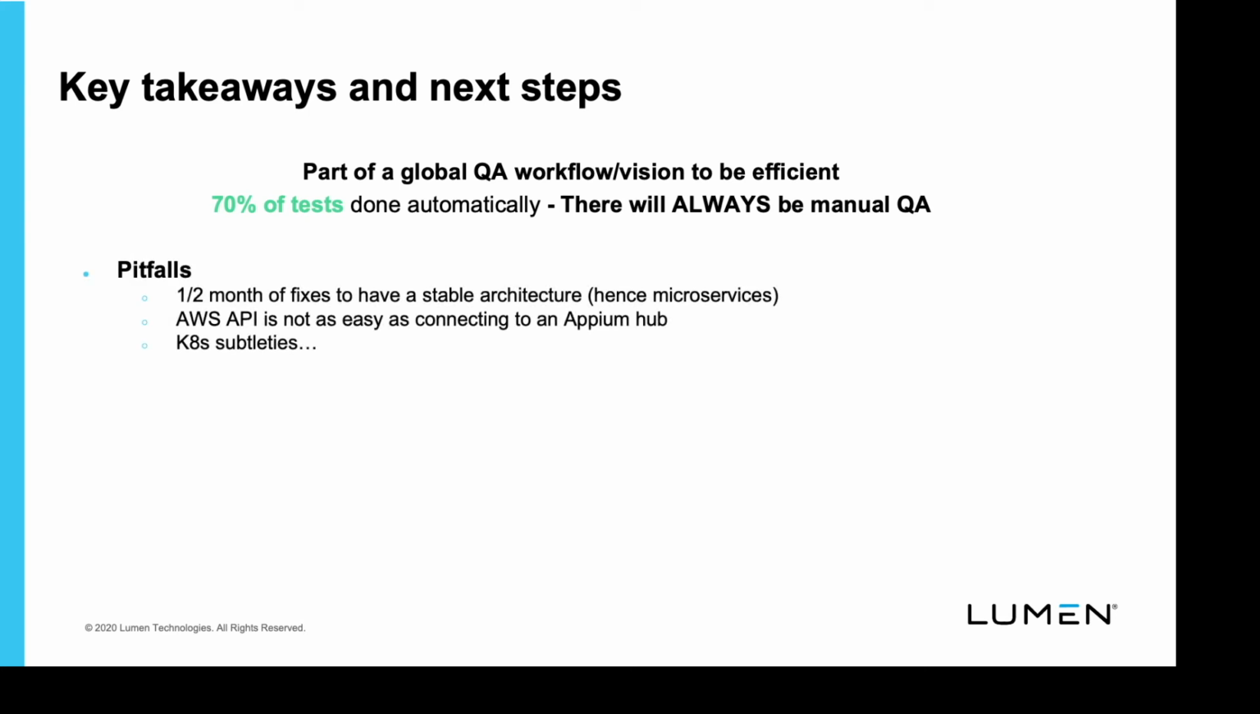A few pitfalls. First of all, this is lots of different technologies, lots of intricacies, and it took us like 1 to 2 months to have a stable architecture. And this is where you want to have some microservices to be able to isolate the bugs and focus on the root cause of them. Then, to me, the AWS API is kind of tricky, and to be honest, we're thinking about just having an APM hub at the office because it's not as easy as connecting to a remote APM hub. Some services are providing this, but AWS is not.